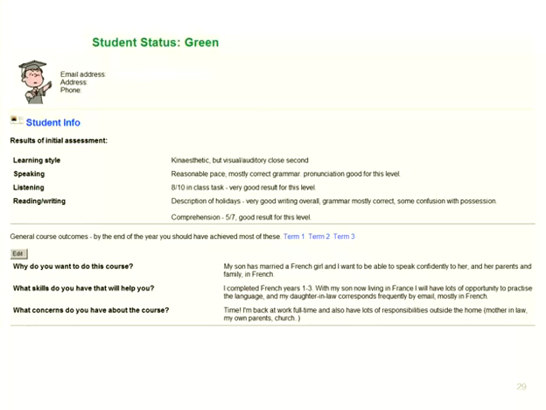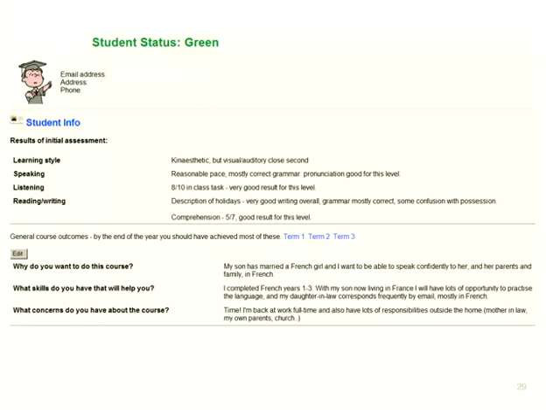Because this is a language course, we're looking at learning style and then speaking, listening, reading, and writing. And once we expand this out beyond languages, we're going to look at ESOL, and so the same template will do for that. So that's a tutor-only input box. So the tutor will input the results of initial assessment.